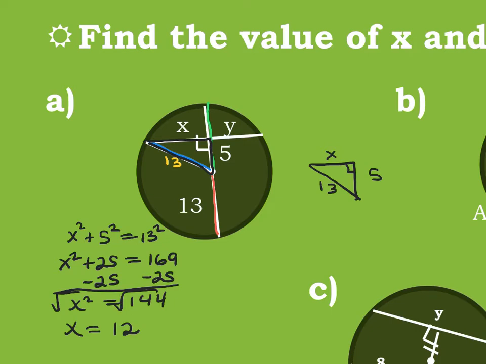Now, we just learned a theorem that if we have a perpendicular bisector here, it's also the diameter. So if x equals 12, because this is a perpendicular bisector, y also equals 12.